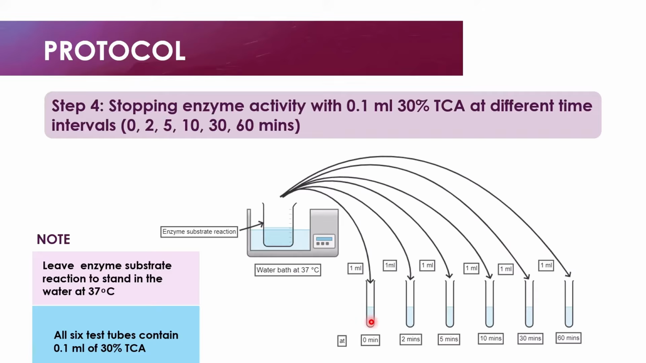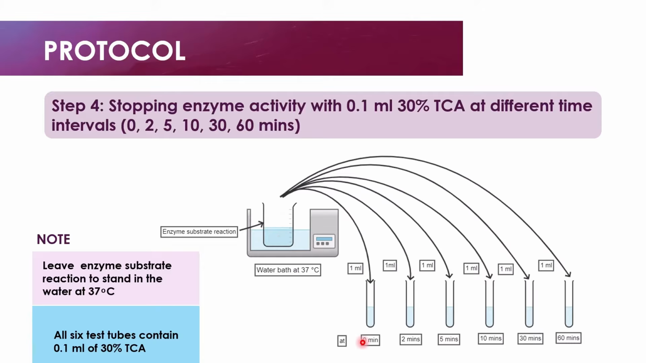So what it means is that before you pick 1 ml of your enzyme substrate reaction into your test tube, you must first put 0.1 ml of 30% TCA into each test tube before you add your enzyme substrate reaction to it to stop the reaction. As you can see, this is our enzyme substrate reaction placed in a water bath at 37 degrees Celsius, and these are the various test tubes that we have over here.